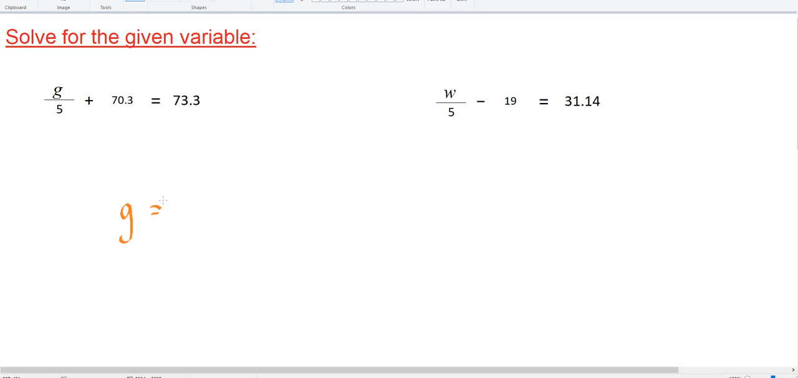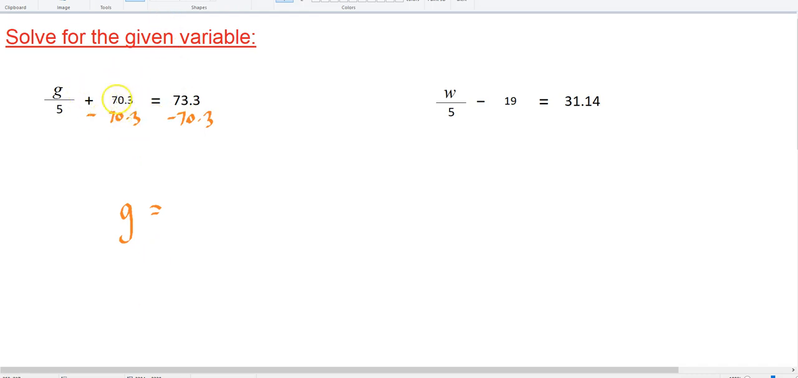So let's start by doing the reverse of BEDMAS. Essentially we cancel out the addition. We'll get to the division later, but first, let's get rid of the addition here. We do that by doing the inverse, or the opposite, and so that's minus 70.3 on both sides. And we do that to keep the whole equation balanced.